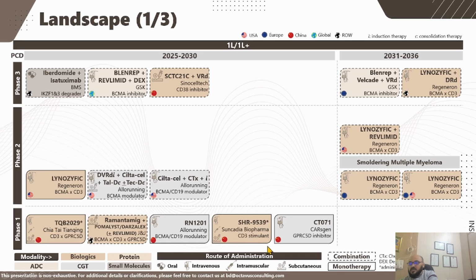Then you can see there are 1, 2, 3, 4, 5. So within the space, there are 5 molecules which are Chinese in 1L plus, and this shows this is also a trend. Whereas we also see there are a lot of biologics and ADCs being assessed here, and a couple of cell therapies.